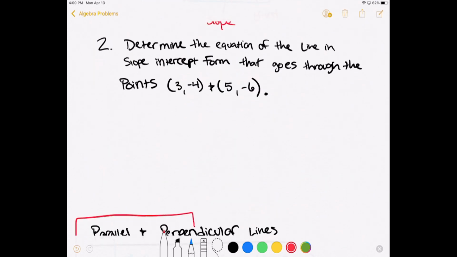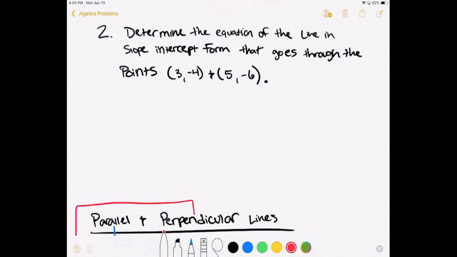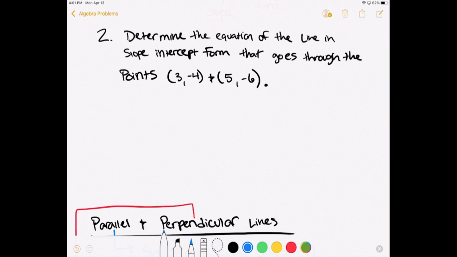The second type of problem is like this number 2, which I don't quite give a lot of room here to do. But it doesn't give you the slope, so we've got to find it. So instead of just labeling one point, you've got to label them both. The first one is x1, y1. The second one is x2, y2. And this problem says the exact same thing: determine the equation of the line in slope-intercept form that goes through these points.